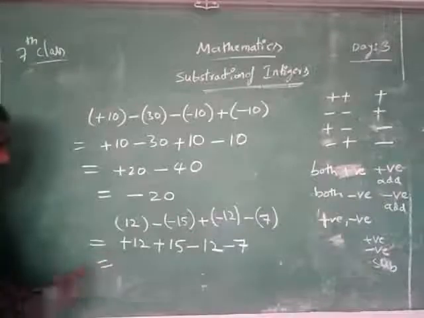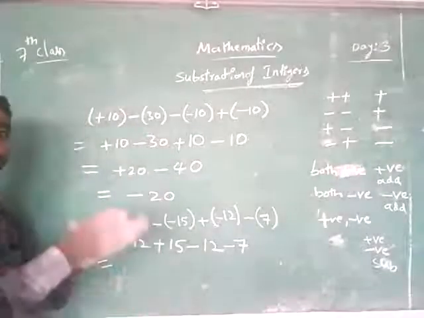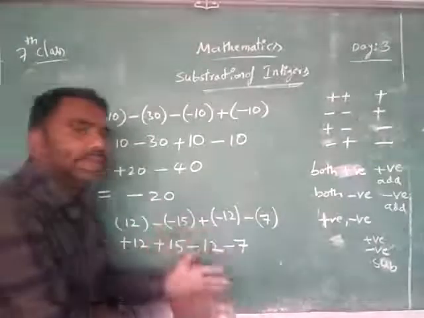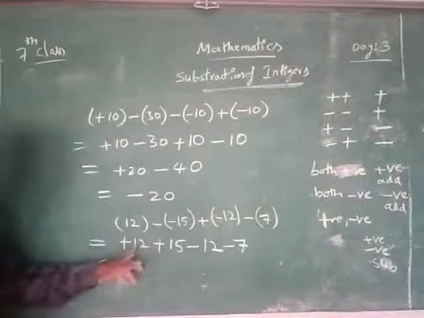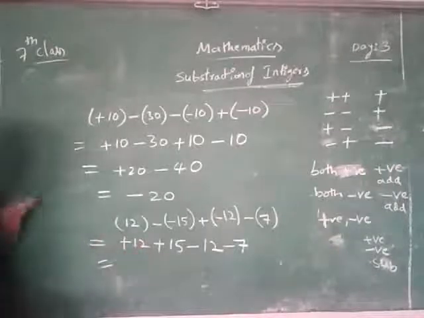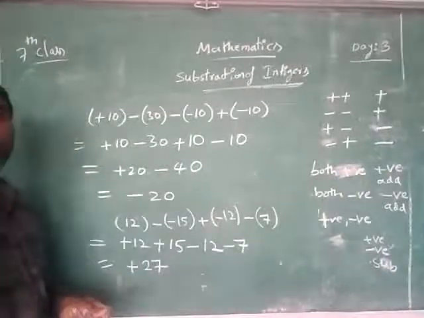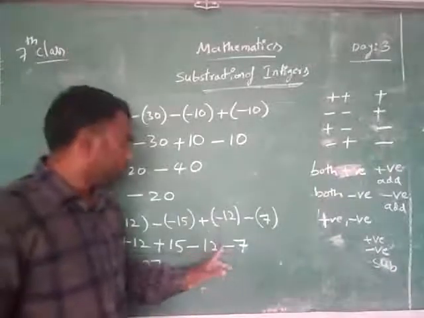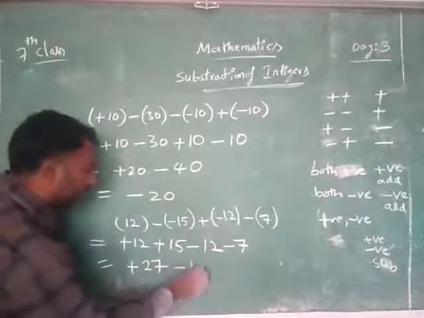Now you see what the next situation is. What should we do next? We add all positives and keep plus. Add all negatives and keep minus. Add all positives. These both are positives. Total 27. That's why it is plus 27. Negatives: 12 and 7. Total 19. And keep minus.